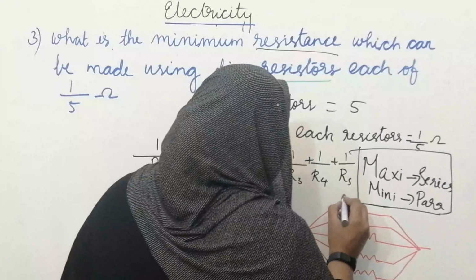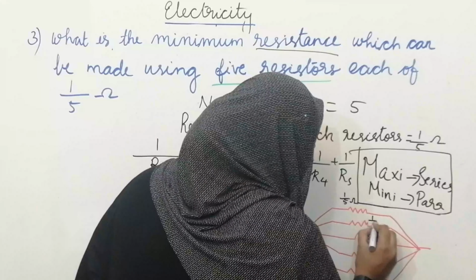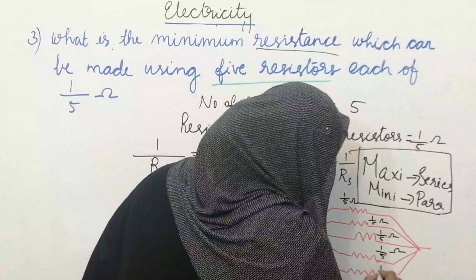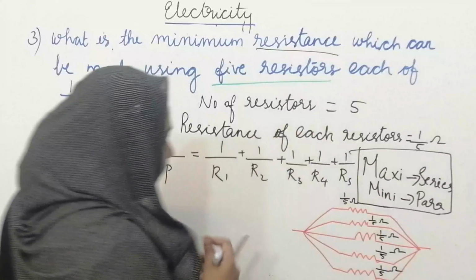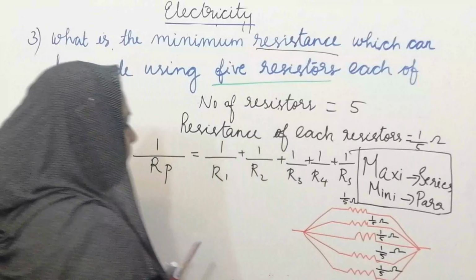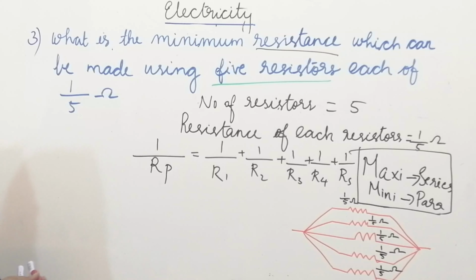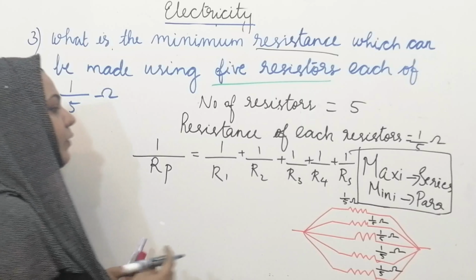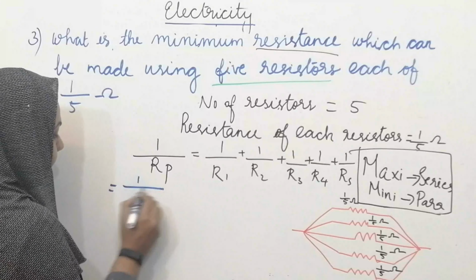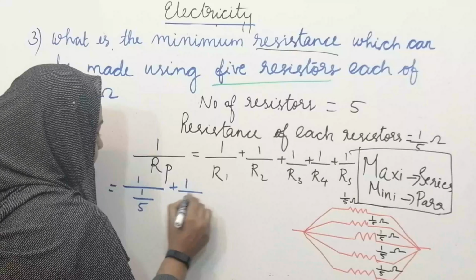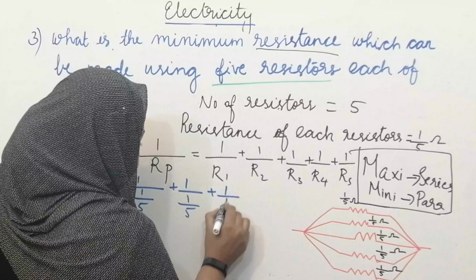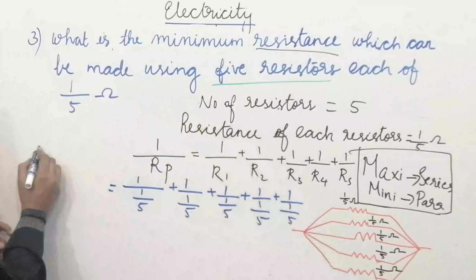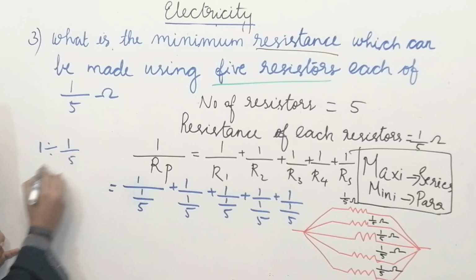Now we can mark each one as 1 by 5 ohm. Here you can see all these resistors are arranged in parallel. Now we can solve our question. What is the formula here? 1 by R1 plus 1 by R2 plus 1 by R3 plus 1 by R4 plus 1 by R5. So 1 divided by 1 by 5 plus 1 divided by 1 by 5, and so on. Look, 1 divided by 1 by 5 is actually what?